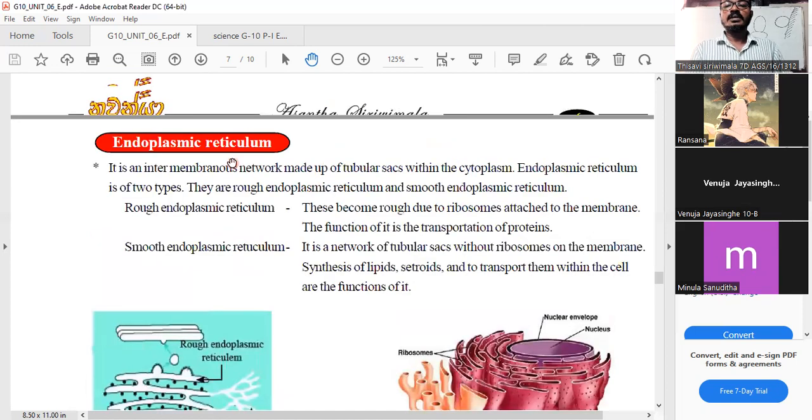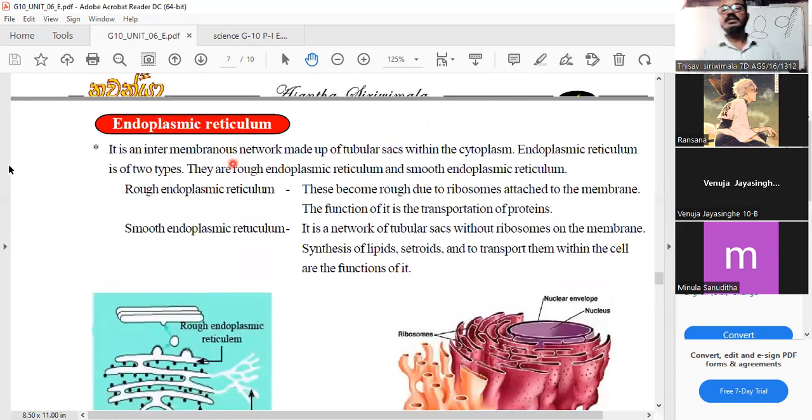Here. It is an intermembranous network made up of tubular sacs within the cytoplasm. Endoplasmic reticulum is of two types. They are rough endoplasmic reticulum and the smooth endoplasmic reticulum. The rough one becomes rough due to ribosomes attached to its membrane. The function of it is the transportation of protein.